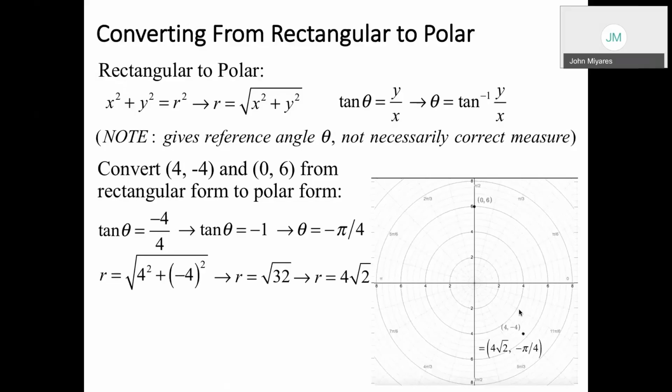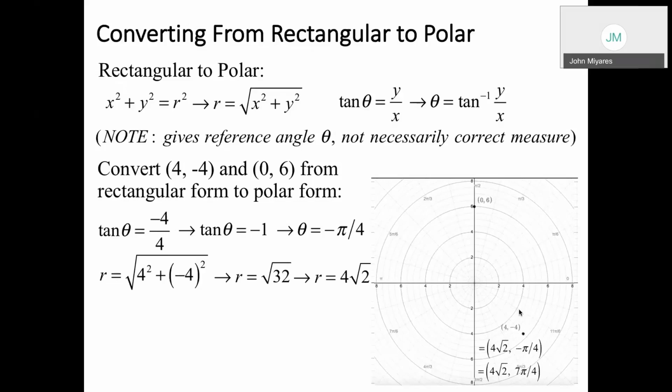-pi over 4. However, let's say the instructions on the homework problem say we needed to find a value of theta that falls between 0 and 2 pi radians. In that case, we'd have to go with an angle coterminal with that, which would get us up to 7 pi over 4.